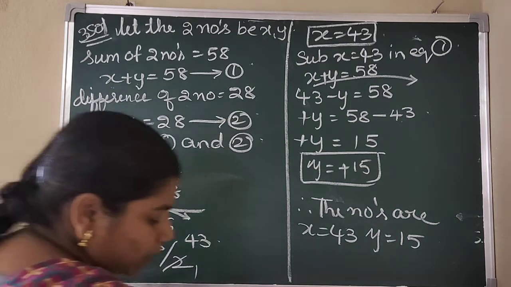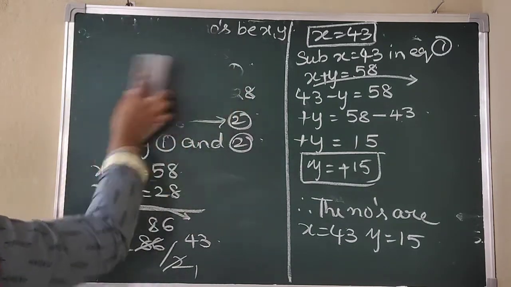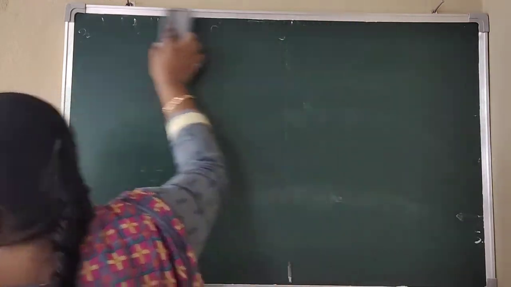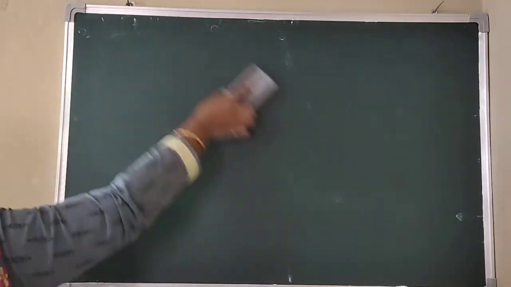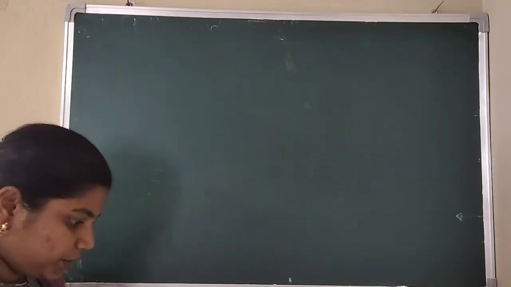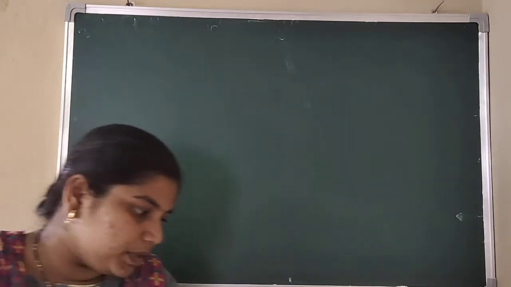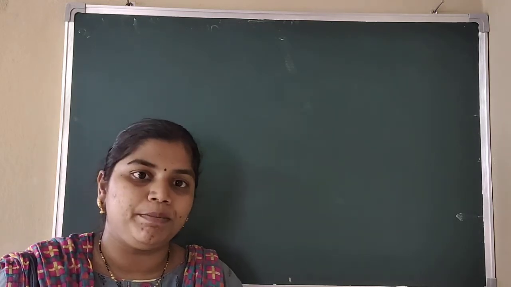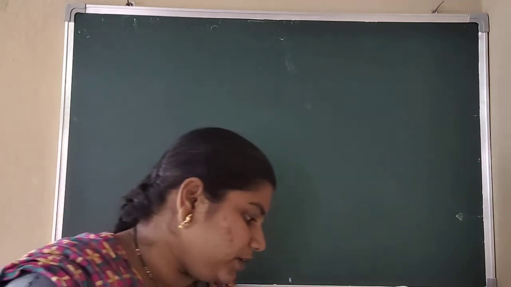Next is fourth one. What is the fourth question? The sum of two consecutive odd numbers. If you are adding any two consecutive odd numbers, the result will be 56. So we have to find the two odd numbers.